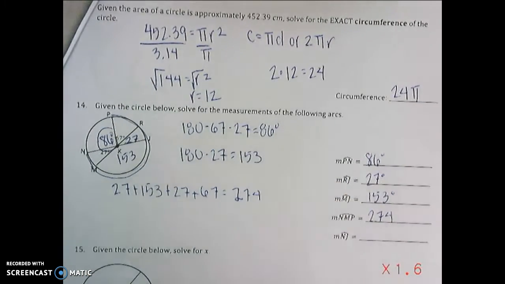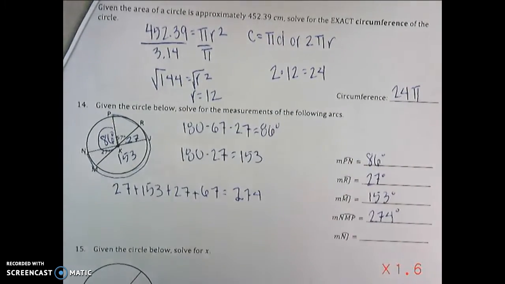274, I think. Let me just double check that. Hold on, let me get my calculator out and add those up really quick. 27 times 2 plus 153 plus 67. Yes, 274. Okay. My writing on the other copy was kind of messy, so I wasn't sure if that was a 4.